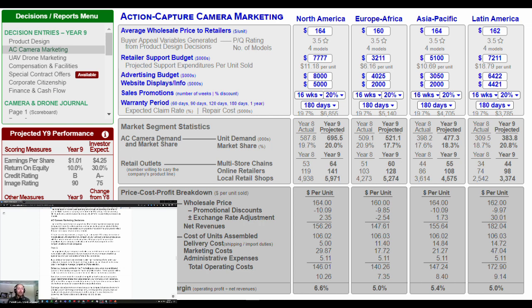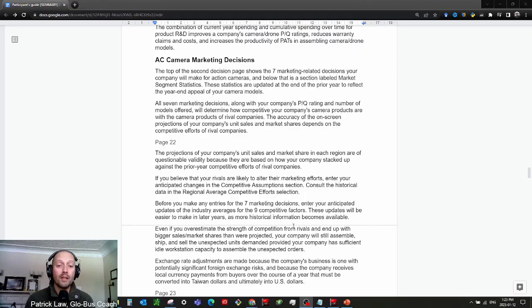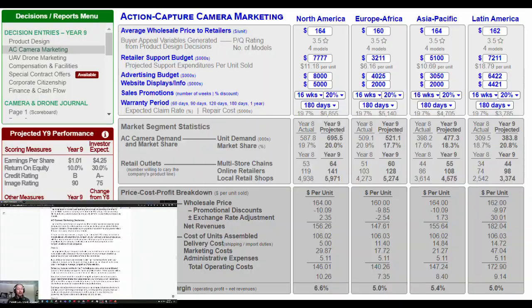The accuracy of the on-screen projections of your company's unit sales and market shares depends on the competitive efforts of rival companies. The projections of your company's unit sales and market share in each region are of questionable validity because they are based on how your company stacked up against the prior year competitive efforts of rival companies. If you believe that your rivals are likely to alter their marketing efforts, enter your anticipated changes in the competitive assumptions section. Consult the historical data in the regional average competitive efforts section.